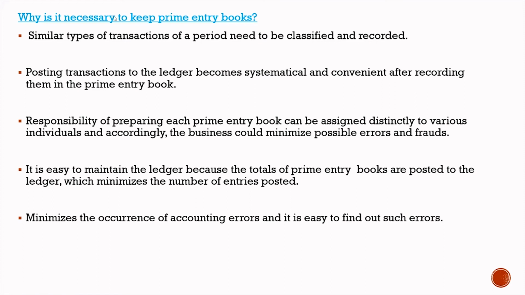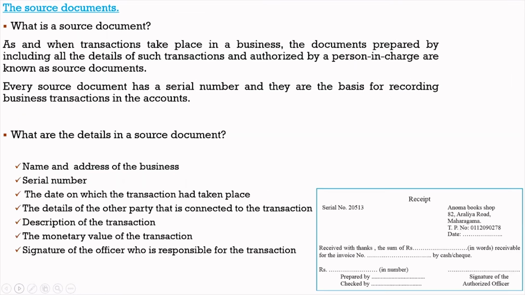You are going to learn what accounting errors are in your future lessons. In the future videos I will be doing, I will definitely cover them. For now, just understand there are a set of accounting errors where we can make simple mistakes or mistakes that are really unidentifiable. So on such occasions, we can easily minimize accounting errors if we are using the prime entry books. So I hope you got a clear idea what these prime entry books are.